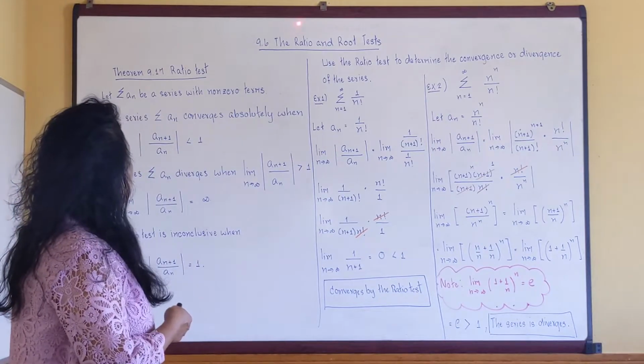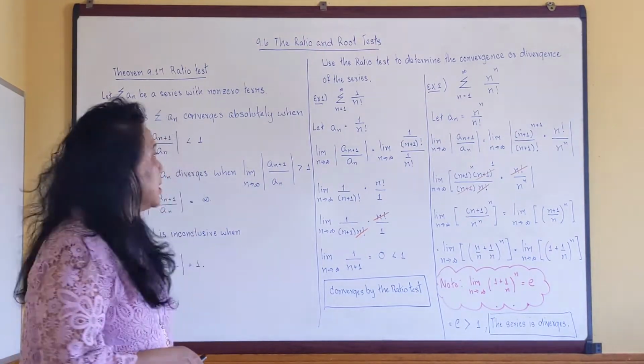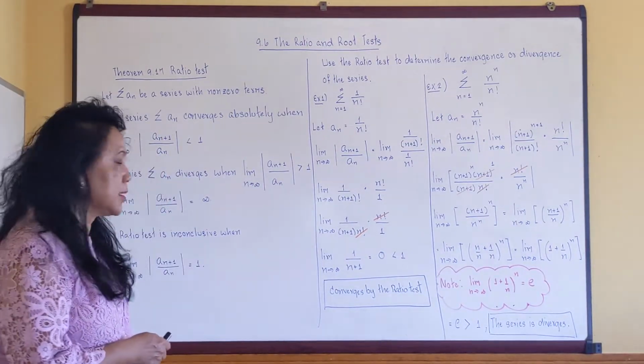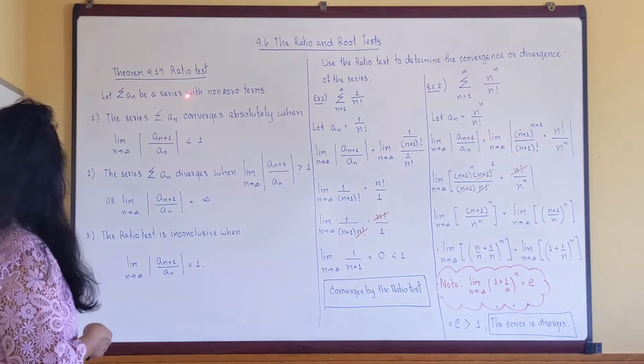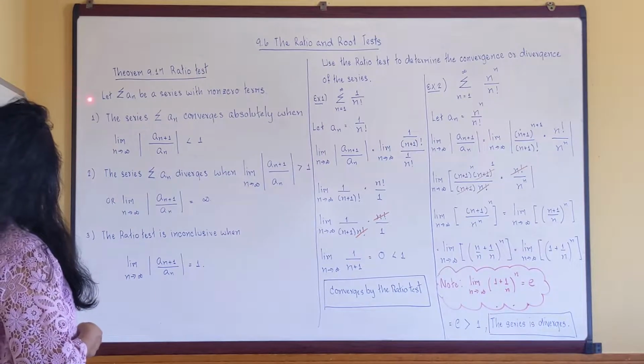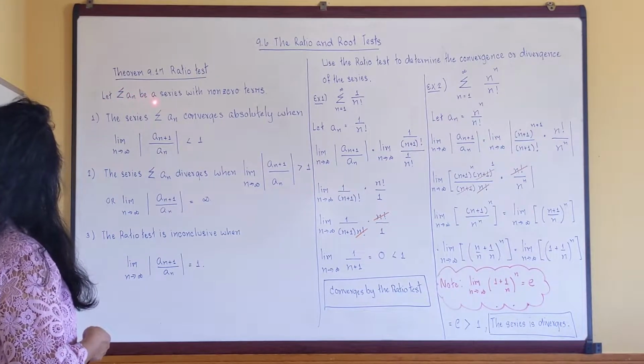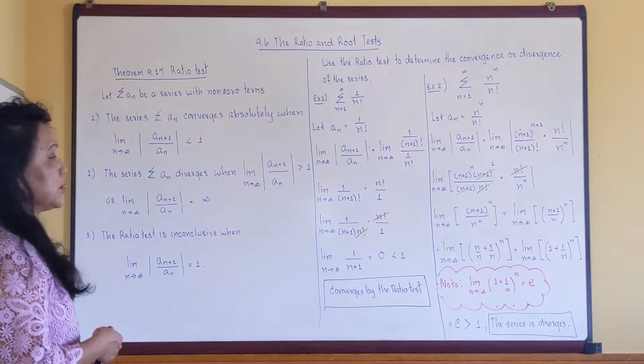9.6, the ratio and root test. Alright, let's look at the ratio test first. The first theorem is theorem 9.17, the ratio test. It says: let sigma a sub n be a series with non-zero terms.